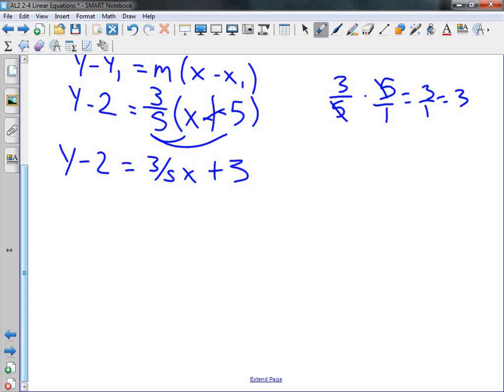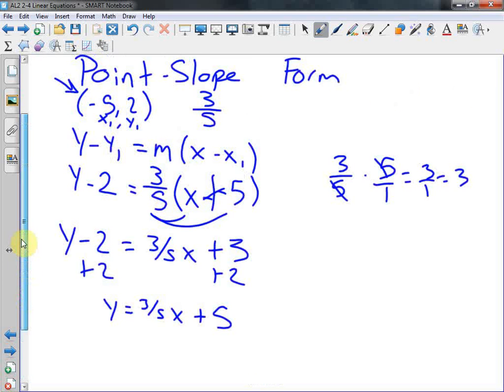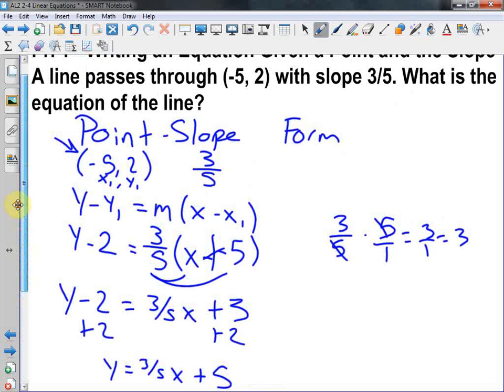Then we're going to add 2, so y is 3/5 x plus 5. That's the answer. That's an equation in slope-intercept form of the line. What was the slope of this line? And what point does it go through? Negative 5, 2, good. All right, any questions? Okay.